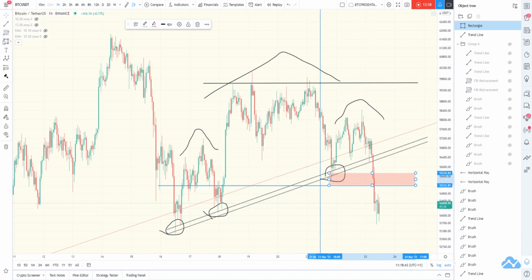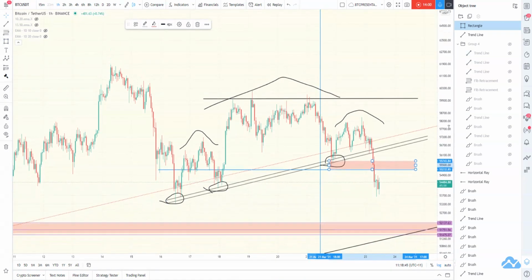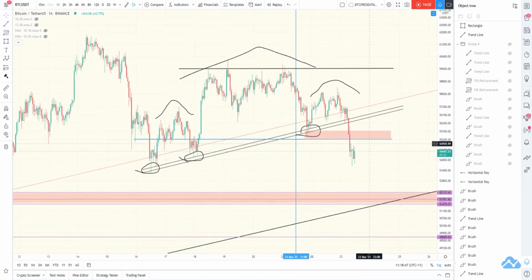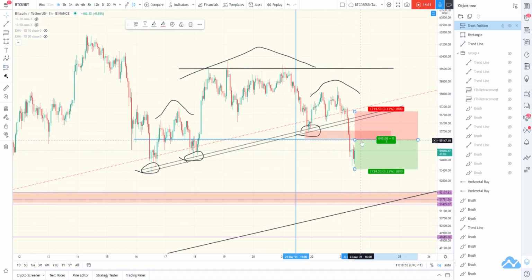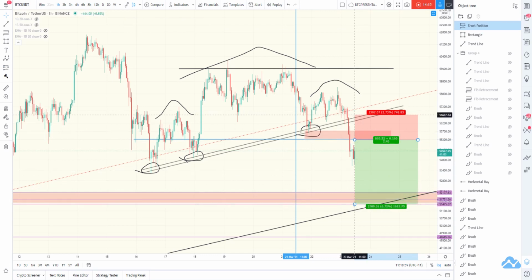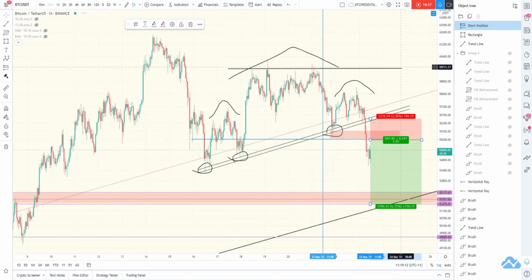Okay, so make the most of it, guys. So bounce, short, down. And the risk to reward ratio is good. Okay, so don't miss that shorting opportunity and don't miss this long opportunity. And that's what I have at the moment.